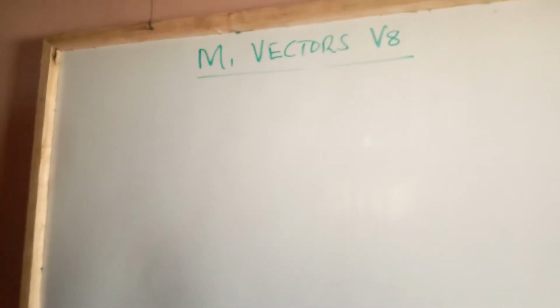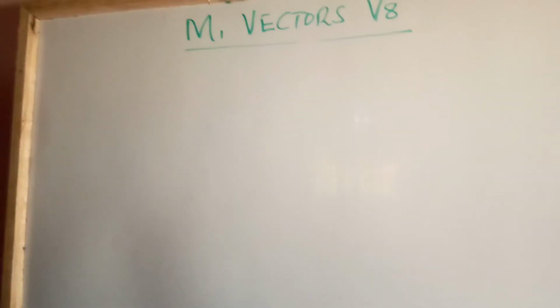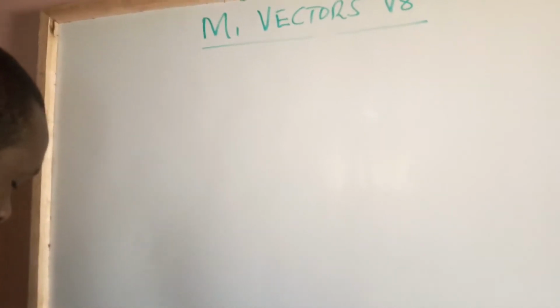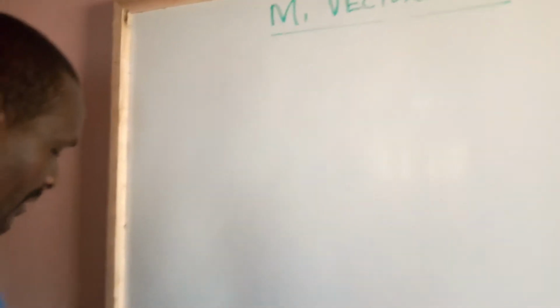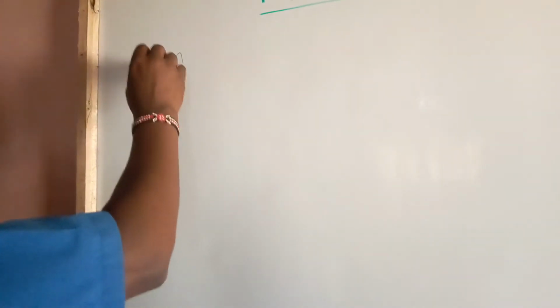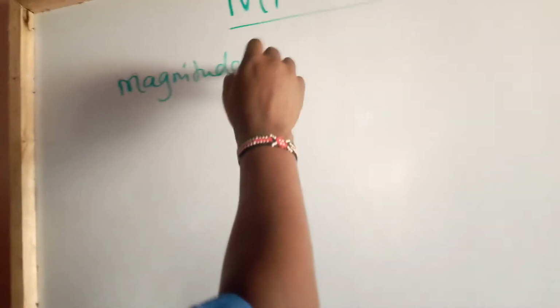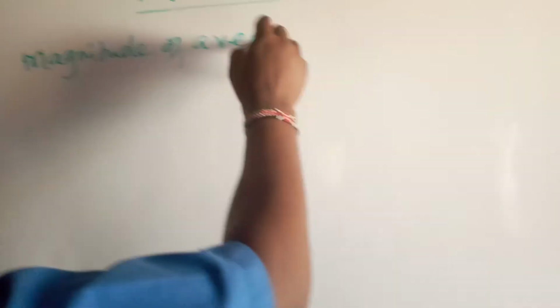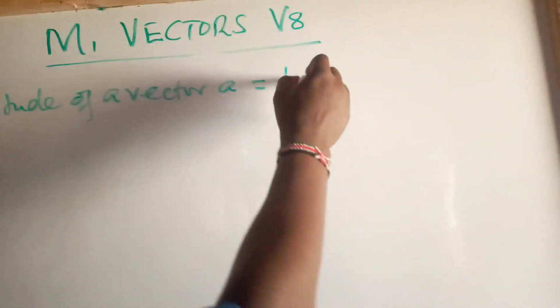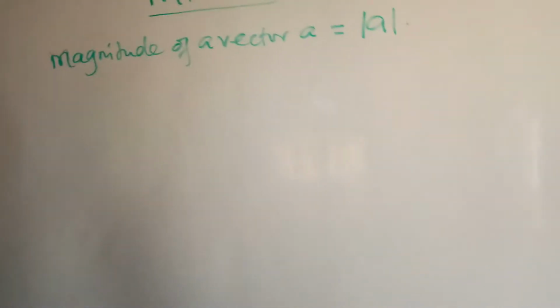When a vector is given in terms of the unit vectors i and j, you can find its magnitude using Pythagoras' theorem. The magnitude of a vector A is given by the modulus of A. And let's see this in example 9.